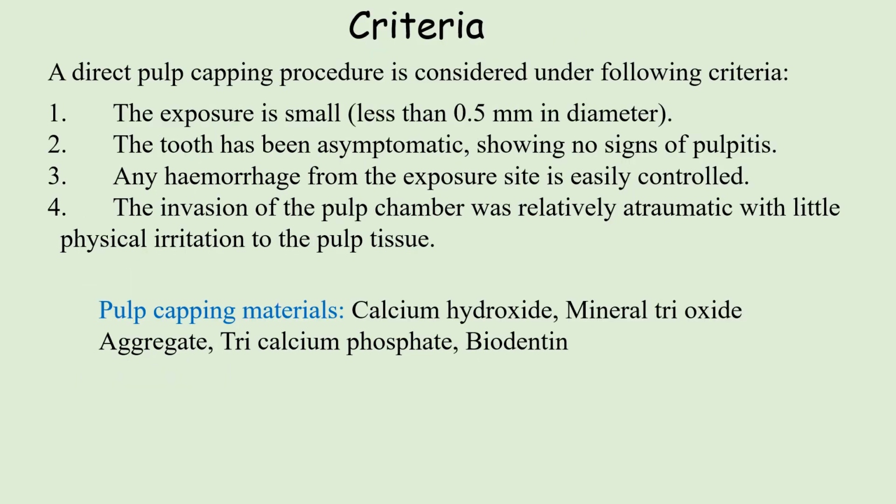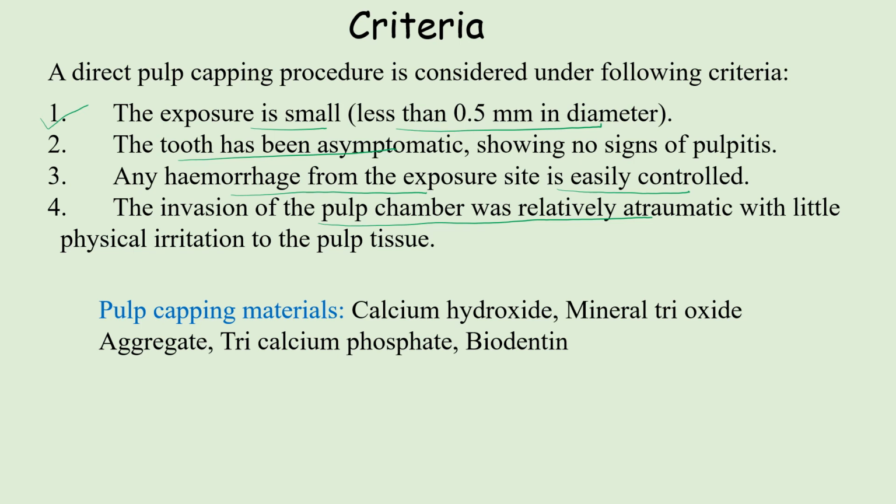What should be the criteria that would allow the direct pulp capping procedure to be a success? Firstly, the exposure formed should be small, that means less than 0.5 millimeter in diameter. Then the tooth which has got exposed should be asymptomatic, showing no signs of pulpitis. Then the hemorrhage from the exposure site should be easily controlled. That means if you take a moist cotton pellet and apply pressure, you should be able to control the bleeding point. Finally, the invasion of the pulp chamber was relatively atraumatic with little physical irritation to the pulp.